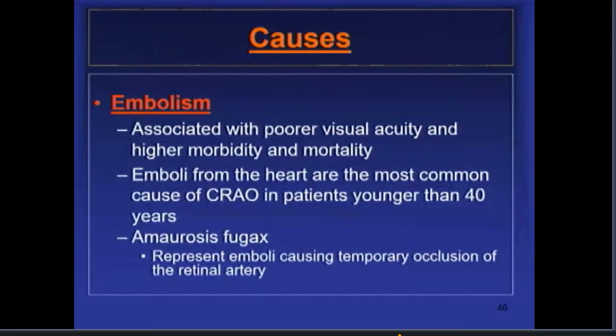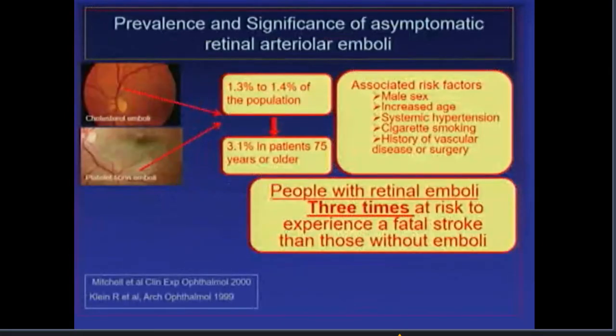Emboli from the heart are the most common cause of central retinal artery occlusion in patients younger than 40 years, and amaurosis fugax usually represents emboli causing temporary occlusions of the retinal artery. If you look in general at the prevalence and significance of asymptomatic retinal arterial emboli, 1.3 to 1.4% of the population might have visible emboli, and 3.1% in patients over 75 years of age.